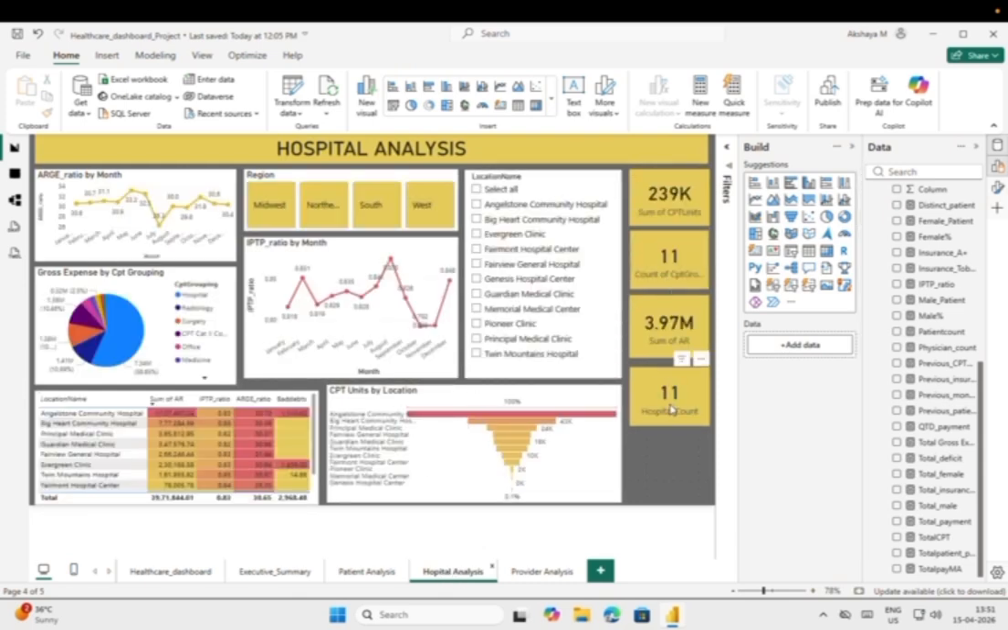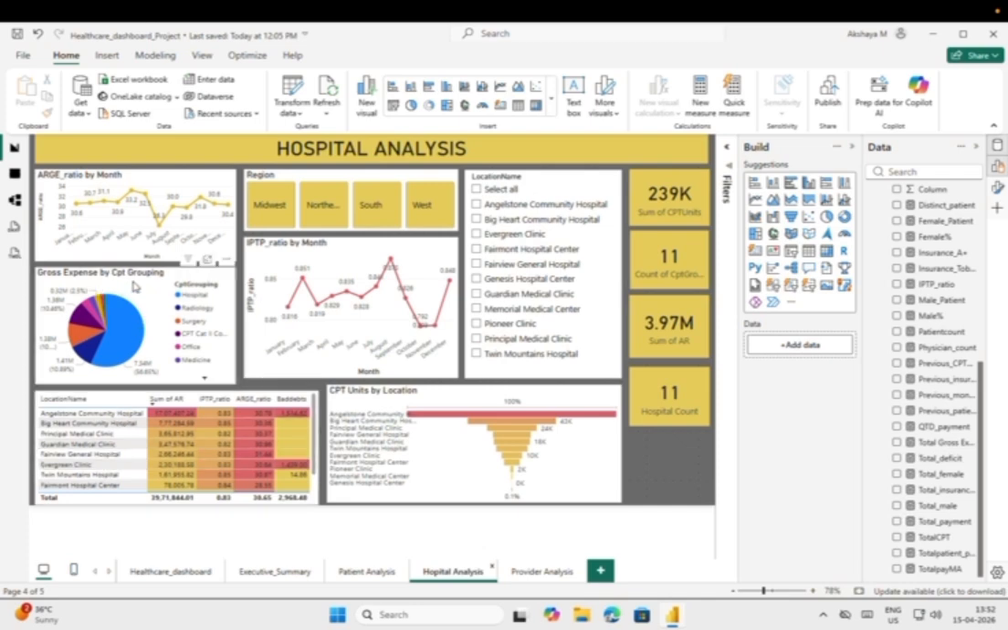The number of hospitals is 11. Under our healthcare dashboard, we have an 11 hospital count. For that hospital count, which hospital has the highest CPT units? The highest number of operations performed is at Angelstone Community, and the sum of AR, IPTP ratio, ARC ratio, bad debts, and all those things are visible under this table.